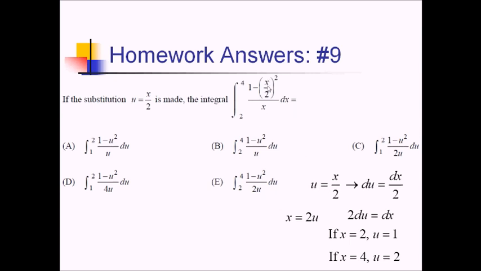So we've got then the integral from 1 to 2, 1 minus u squared, and now we have 2u down here. This 2 and this 2 are going to cancel out. And let's see, do I have that in one of my answer choices? We've got 1 to 2, so it's down to A, D, and C, and I'm looking for 1 minus u squared over u. Yep, that's going to be choice A.